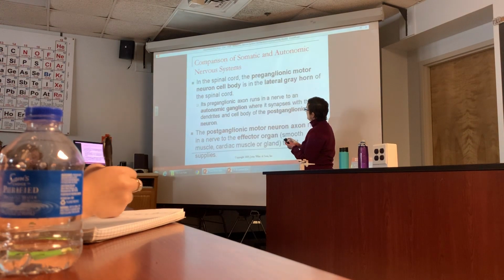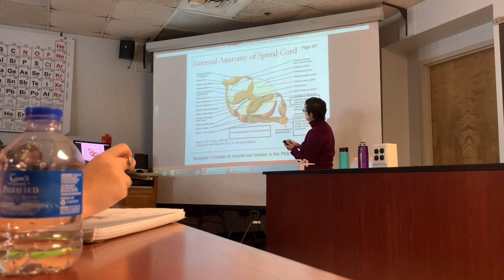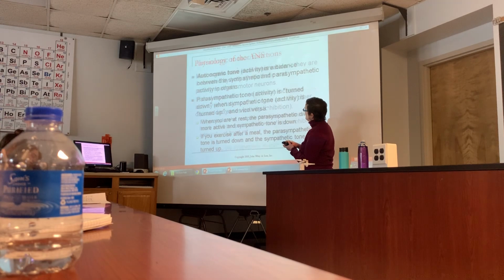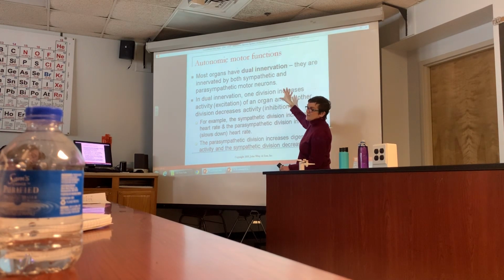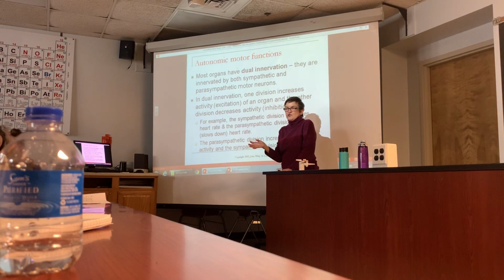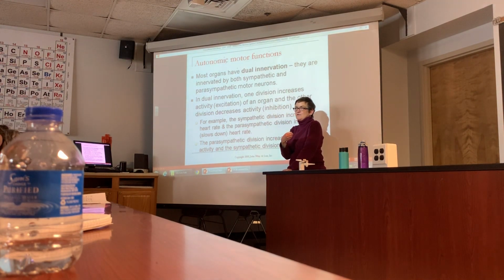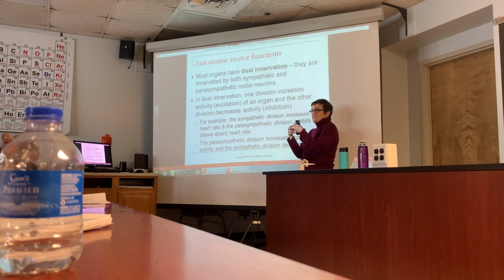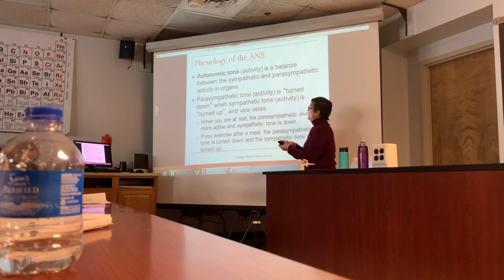I do want to back up for a moment, because I thought I was at a different spot in my notes, so let me back up for a second. We were talking about the two systems. First of all, as we'll see in a moment, most organs receive innervation from both the parasympathetic and sympathetic divisions, except for skeletal muscle, of course, because that's somatic. But most organs have dual innervation, meaning they're getting both sympathetic and parasympathetic innervation. But they're not getting equal amounts of stimulation at the same time because of autonomic tone, and that's what I'm not sure if I talked about.